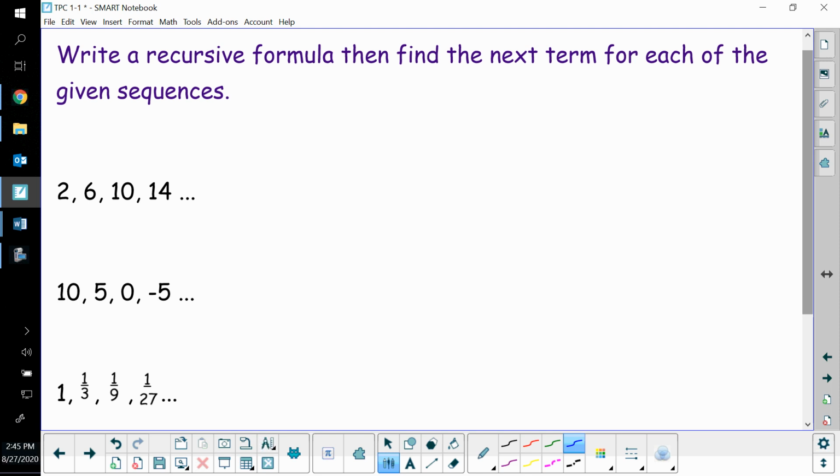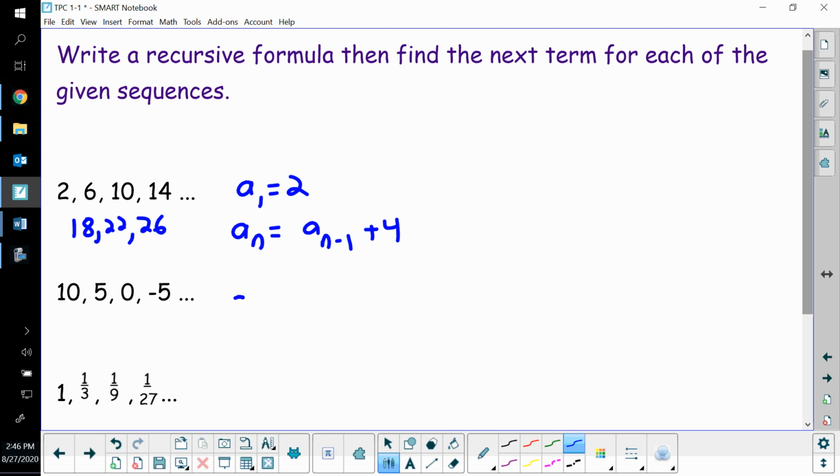Okay, so for each of these, we're going to write the recursive formula and then the next 3 terms. So we know we have to write our first term. A1 is equal to 2. And then we always do AN equals and do AN minus 1. And then just tell what the pattern is. Well, here we're adding 4 each time, so we should have plus 4 on the end. So then our next 3 terms, we should have 18, 22, and 26.